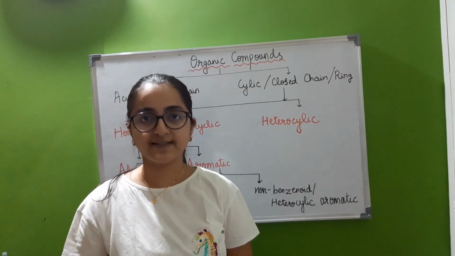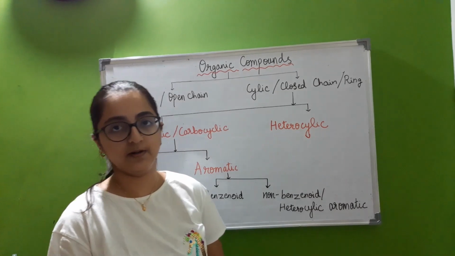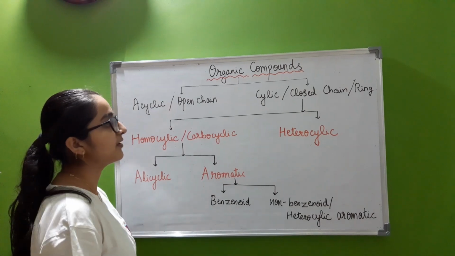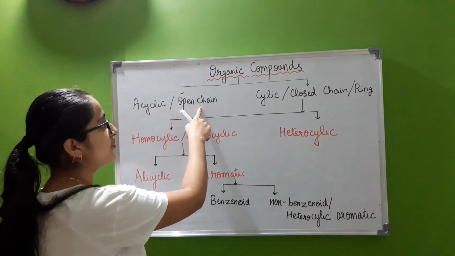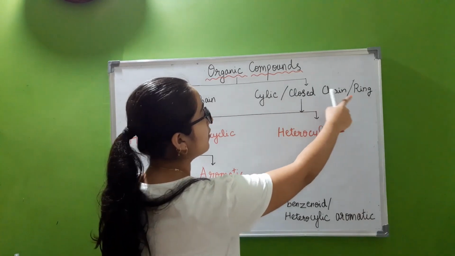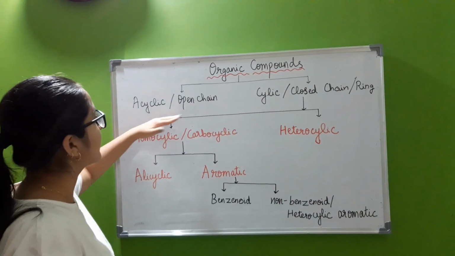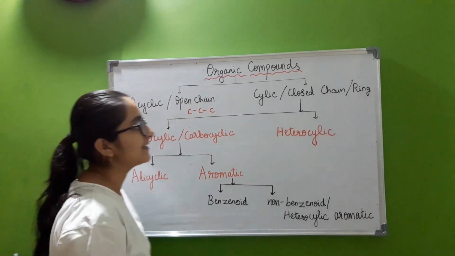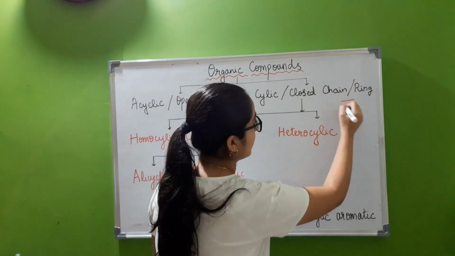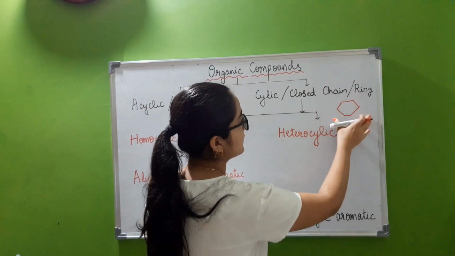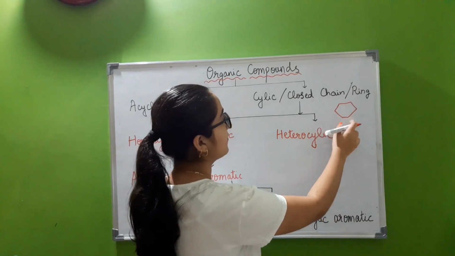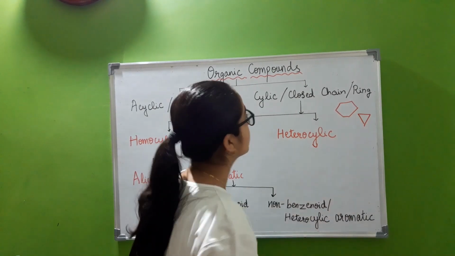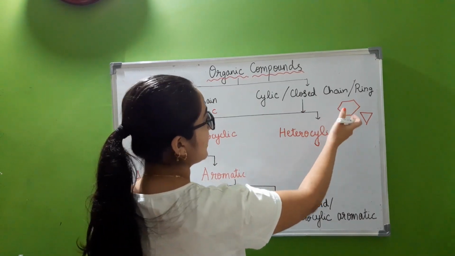Coming to the last topic of our session, that is the classification of organic compounds. According to their structural arrangement, we can arrange them into two different classes. One is acyclic or open chain, the other one is cyclic or closed chain or ring compounds. Acyclic or open chain are the ones that are present in the form of a chain, and cyclic or closed ones are the ones that are enclosed in a kind of structure, completely joined in the form of a closed chain or a ring.